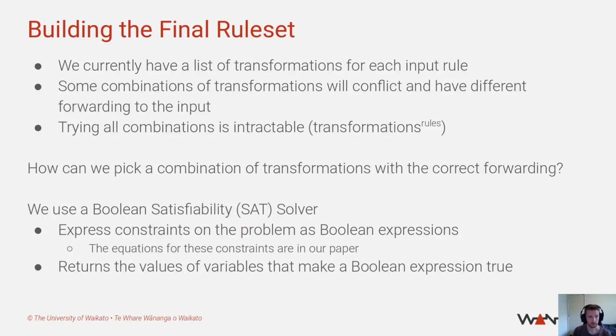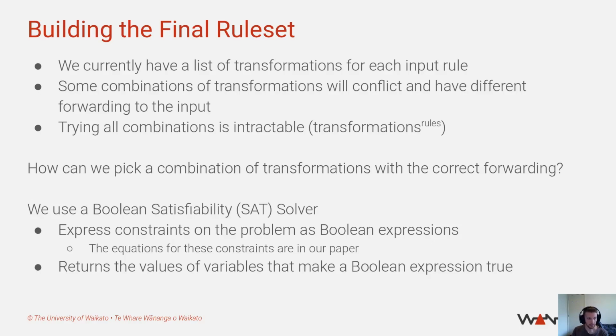Simply trying to do this by checking the forwarding behavior of all possible combinations quickly becomes intractable. It scales with the number of transformations we've found on average for each rule to the power of the number of rules. So this grows quite quickly.